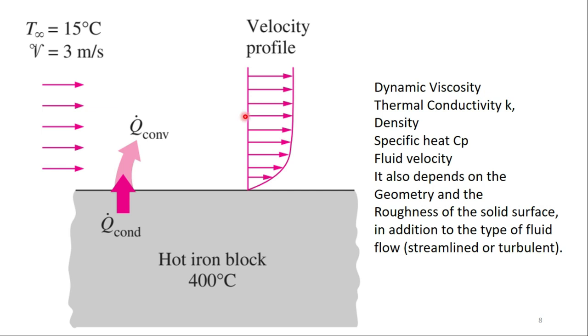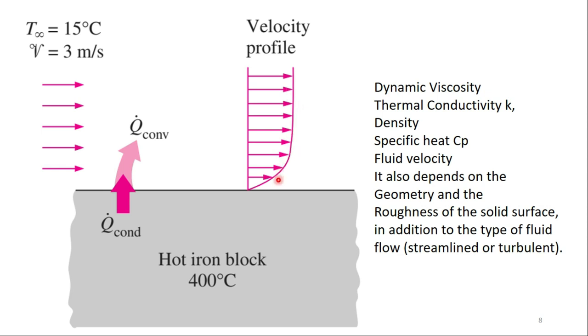So this will be the velocity profile. As you can see, the velocity of the air near the hot block will be less compared to the velocity away from the surface. This is known as the velocity profile. The layer of air adjacent to the block will have approximately zero velocity, and as we move away from the block, the velocity of the air will be higher and higher.